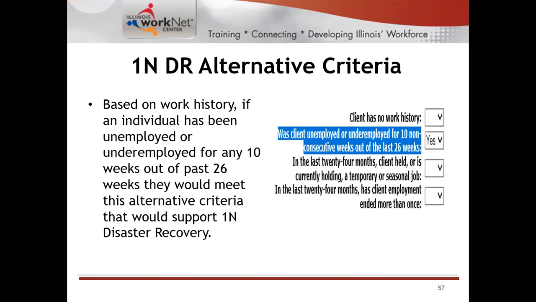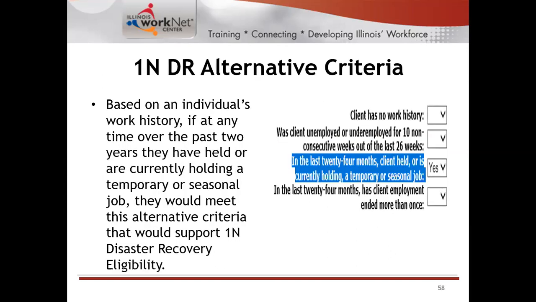The next question: was the client unemployed or underemployed for 10 non-consecutive weeks out of the last 26? So basically, any time during the last 6 months, did they have 10 weeks that they were unemployed or underemployed? This is where that underemployed definition comes into play. So again, a yes to that. Now for my mock client that I made here, she was the one that got out of the military, got a job, and got fired in December of 2019. She meets this criteria here. Was she unemployed for 10 of the last 26 non-consecutive weeks? So that's how she ended up meeting the alternative eligibility.